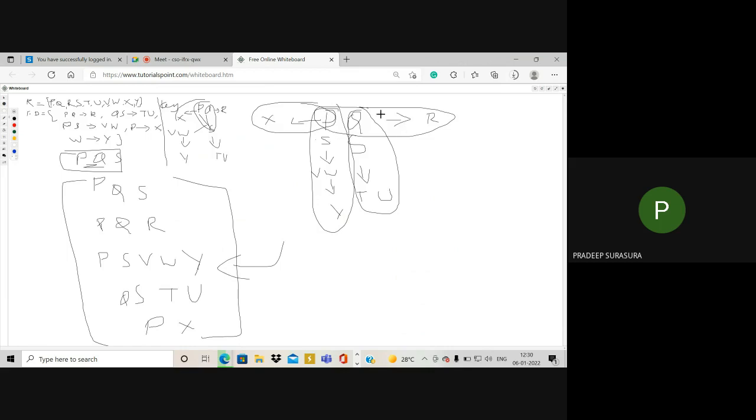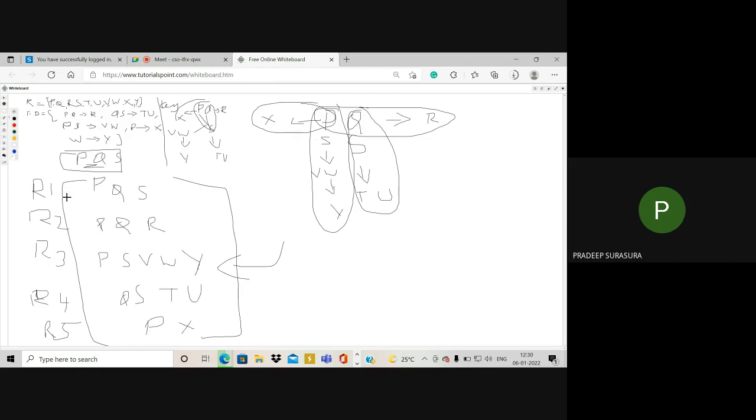Please see here: PQR in one table, PQS in one table, just to have the key information, PSVWY in one table, QSTU in one table, PX in one table. So this will be R1, R2, R3, R4, and R5. Again, R3 will be broken to something else, converting to our third normal form problem.